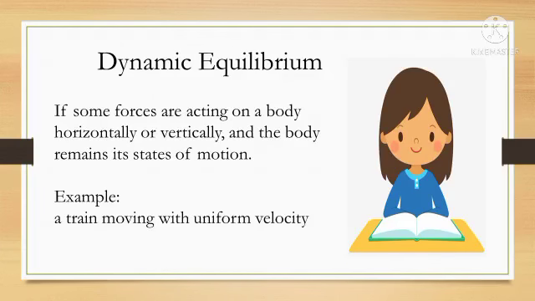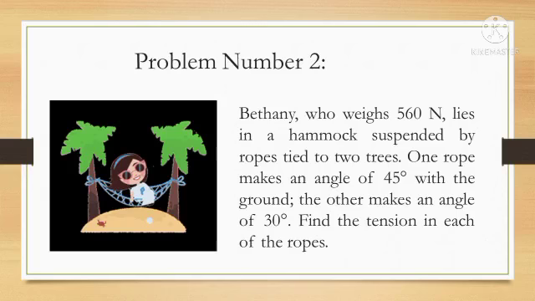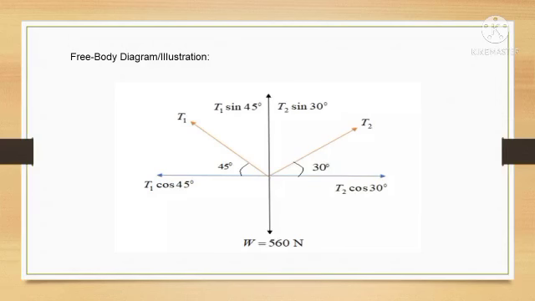Dynamic equilibrium: if some forces are acting on a body horizontally or vertically, and the body remains in a state of motion. Example, a train moving with uniform velocity. Let's now proceed to the given problem. Bethany, who weighs 560 Newton, lies in a hammock suspended by ropes tied to two trees. One rope makes an angle of 45 degrees with the ground. The other makes an angle of 30 degrees. Find the tension in each of the ropes.